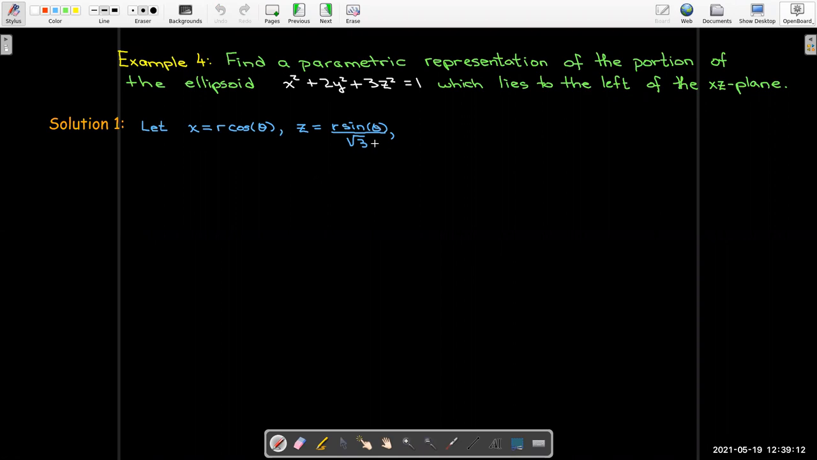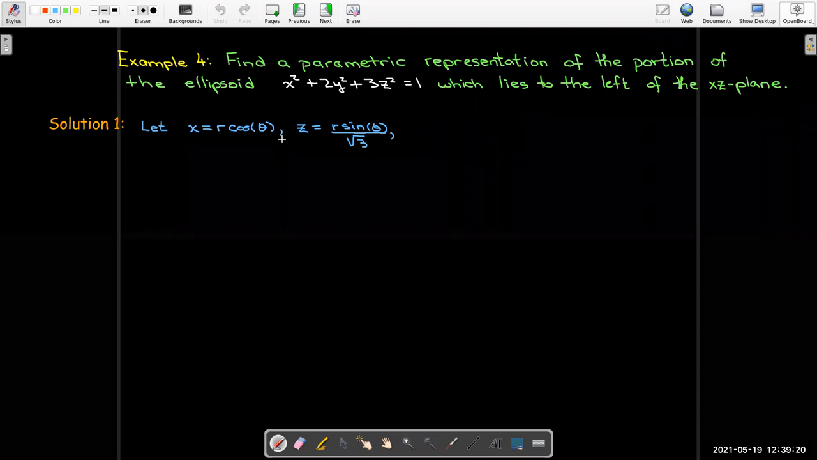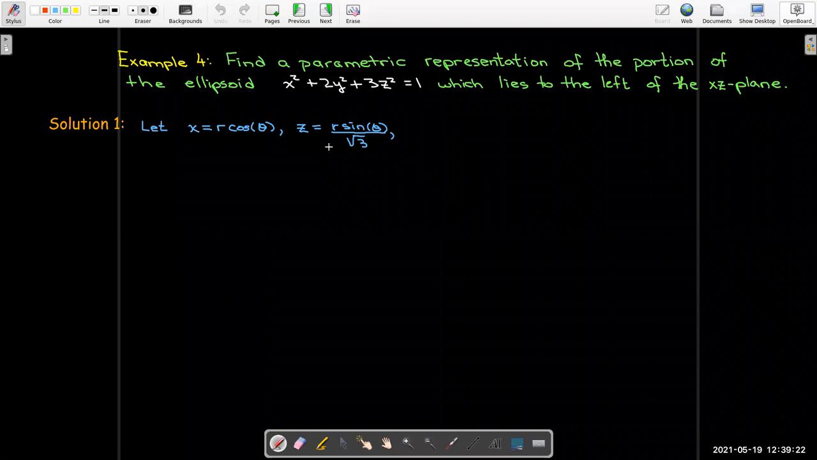So there's got to be 2 questions that come to mind, maybe even more. First of all, okay, x equaling r cosine theta, that makes sense. Why don't I use y? Well, remember that y is going to be negative, right? We have a restriction on y. So I'm going to set y aside, because that's the variable that has the restriction. So I'll use z squared.